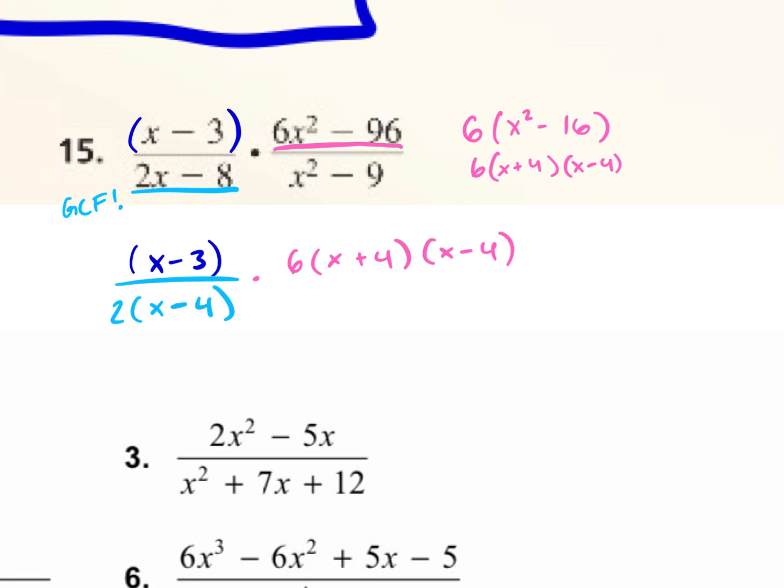Now let's look at the bottom. x squared minus 9. How do we factor this? Awesome. x plus 3, x minus 3. Again, it's a difference of squares. So it factors into a plus and a minus.